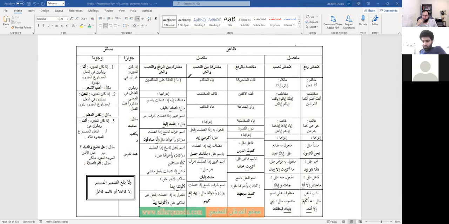What do they connect to? If we start with ya al-mutakallim, which is the ya, these are in the position of nasb or jar. We already mentioned when they are in the position of jar. When are they in the position of jar? Either in idafa or when following harf jar.